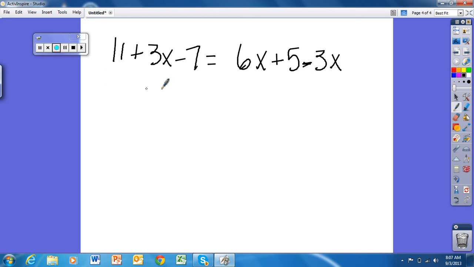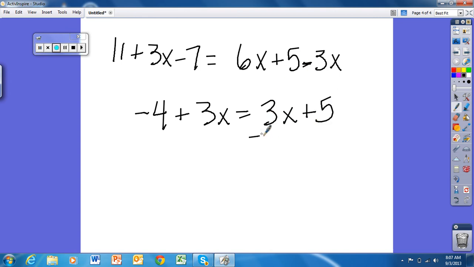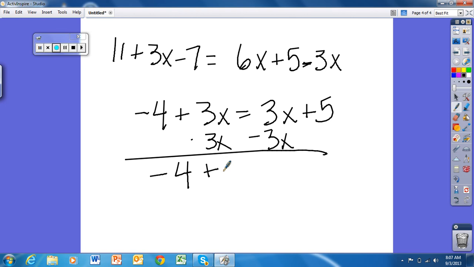Combine like terms on this side. The like terms are the 11 and the negative 7, so that's a 4. And the 6x and the negative 3x is 3x. So now when I subtract 3x from both sides, I end up with negative 4 plus 0 equals 5. Those totally cancel out. Well, negative 4 plus 0 is negative 4. And I'm going to ask you, does negative 4 equal 5?